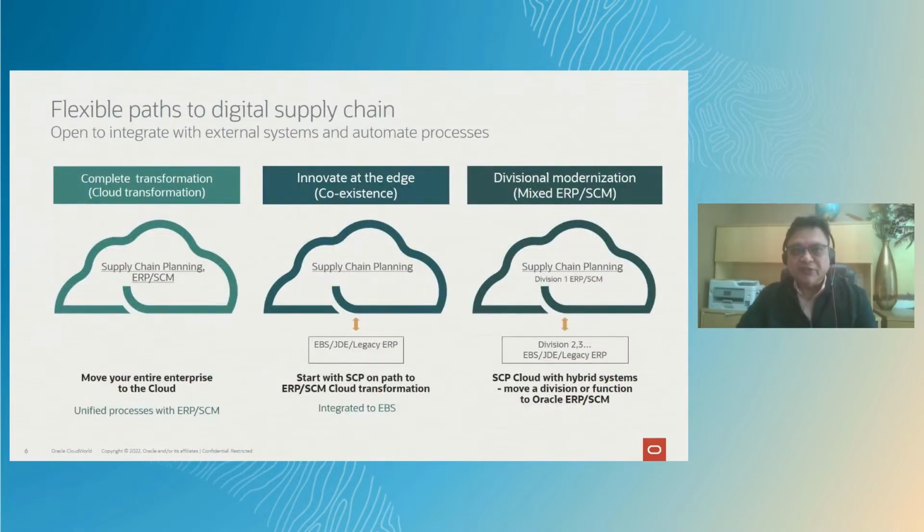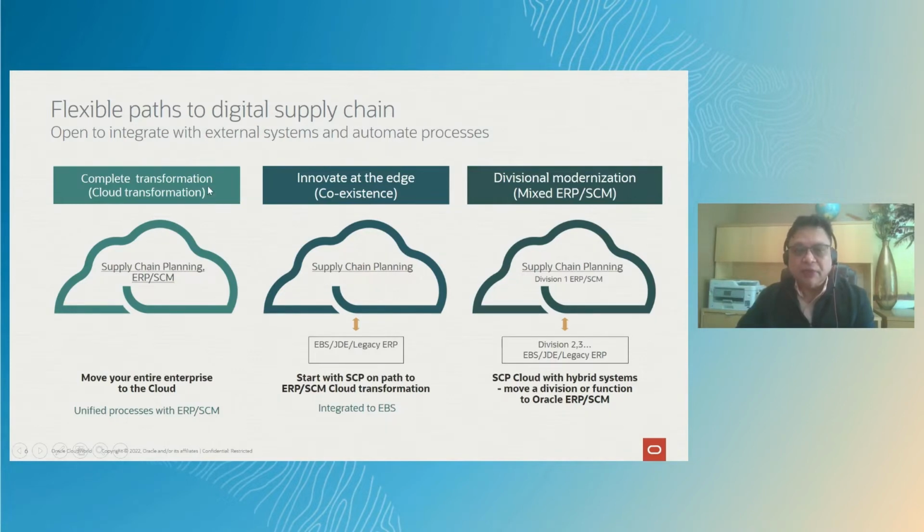Second strategy, flexible path to digital supply chain. So supply chain planning is sometimes the starting point of your journey to the cloud supply chain management and ERP. And we certainly are open to integrating with external systems, and supply chain planning systems often have to consume external data as well and automate processes across that, so that all is supported.